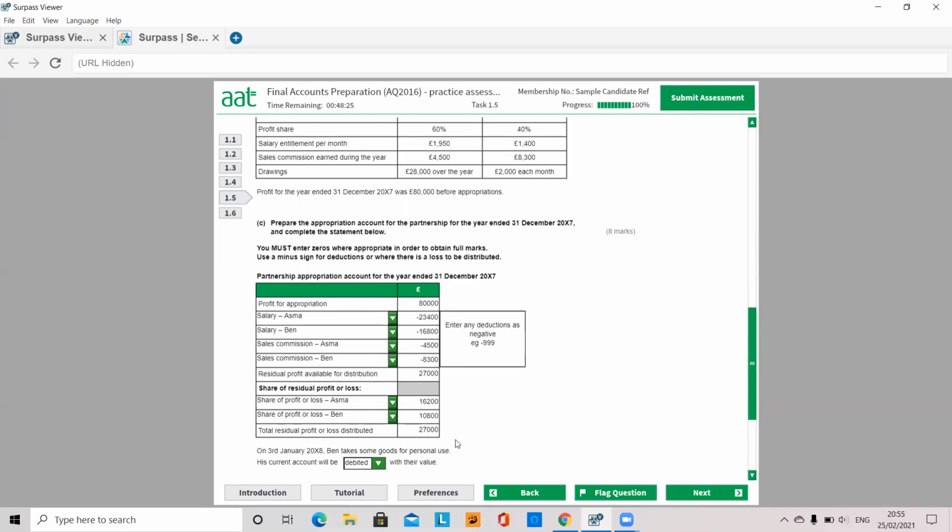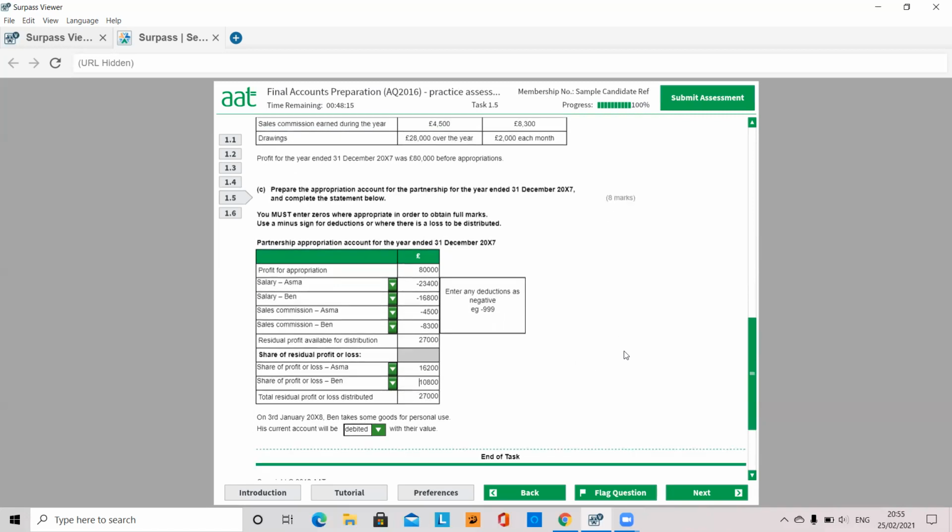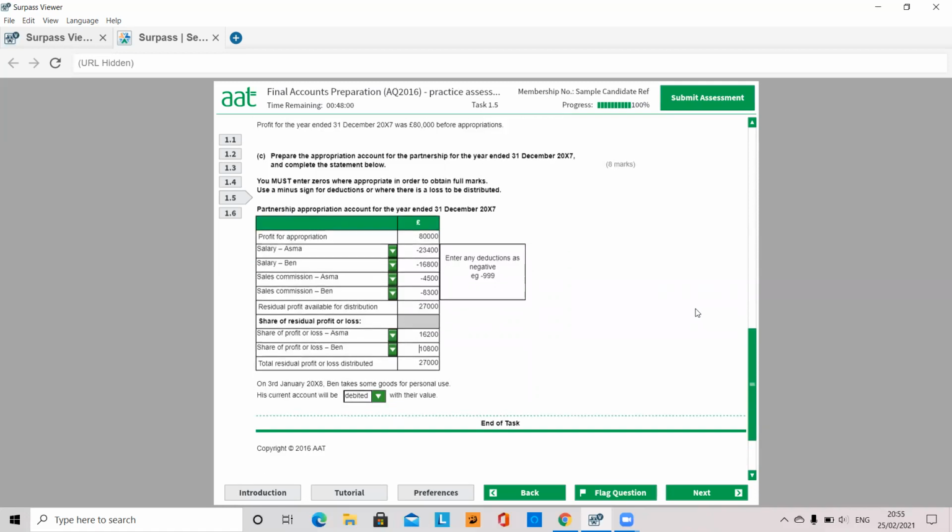It says on the 3rd of January 20x8, Ben takes some goods for his personal use, okay? So remember, in his current account, if he's got money in it, it's on the credit side. So therefore, because he's taking goods out, we're going to debit his current account. And that's what that means.